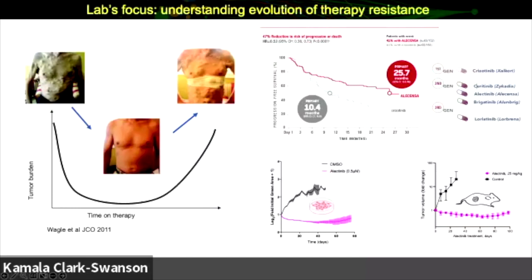But unfortunately, inevitably in patients with advanced metastatic cancers, resistance is unavoidable, and the tumors will eventually relapse. And we have experimental models both in vitro and in vivo that recapitulate this response with different temporal kinetics.